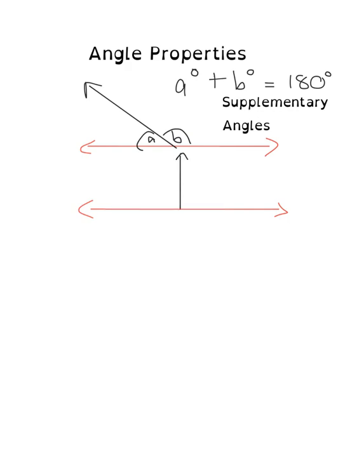Then if we've got an angle that is worth 90 degrees, that's a right angle. So it looks like that, it's that size, and we often indicate it by that square box. So that's a right angle and that's equal to 90 degrees.